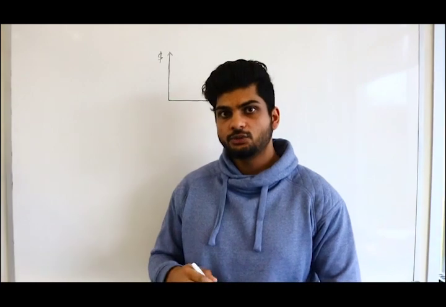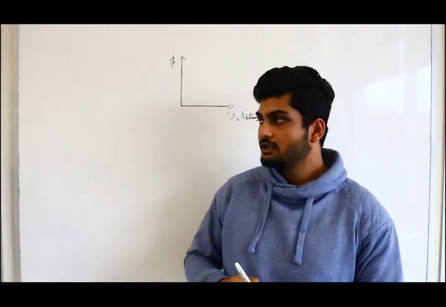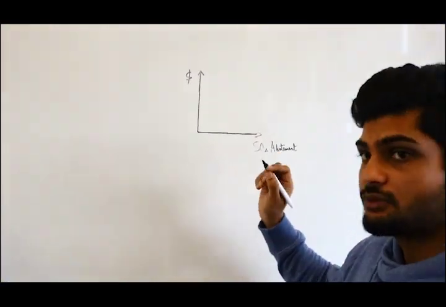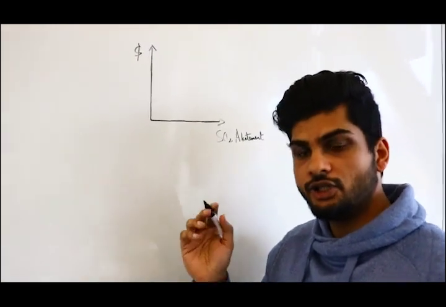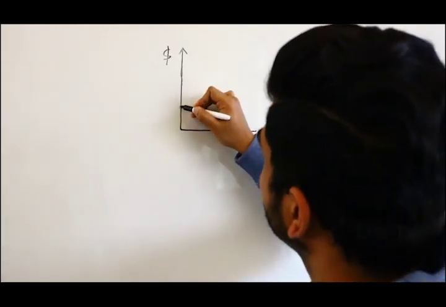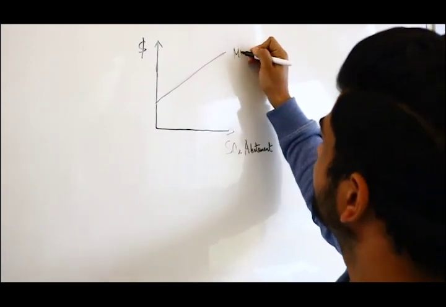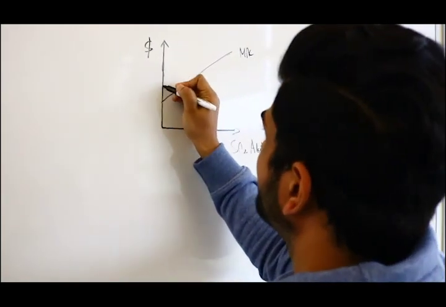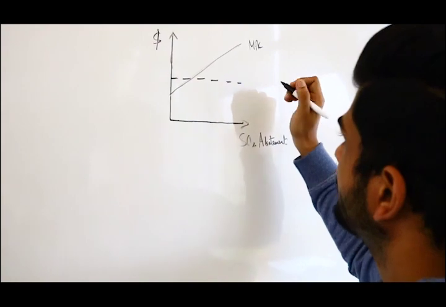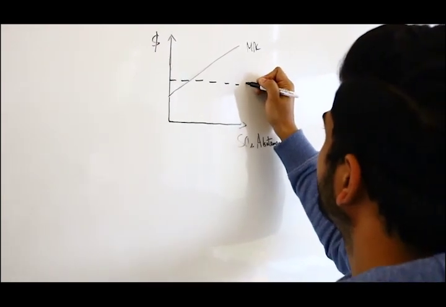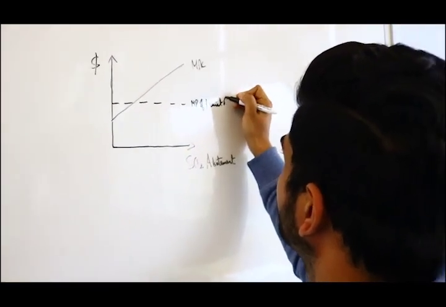So I'll be drawing a graph which will show the abatement level till which a firm would abate. It will include the MAC, which is marginal abatement cost. Marginal abatement cost refers to the cost of reducing one more unit of pollution. So this is the MAC curve. And this is the market price for 1 unit of abatement, of allowance. Market price of 1 unit of allowance.